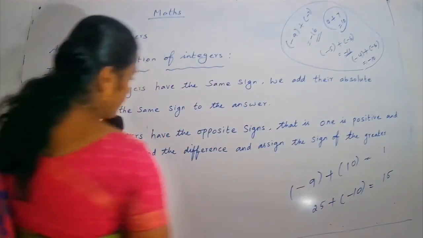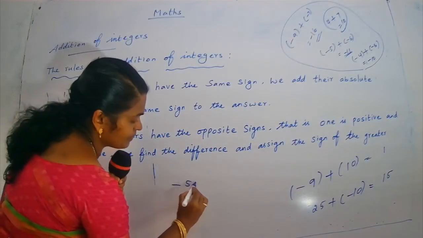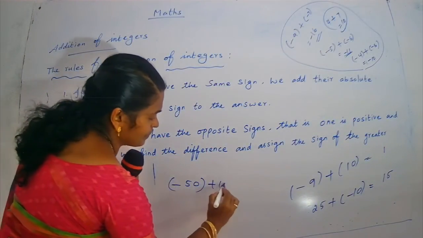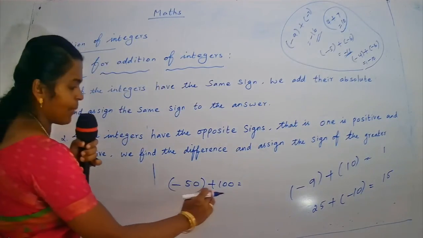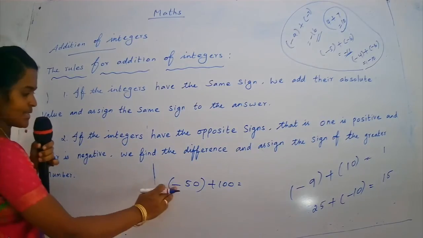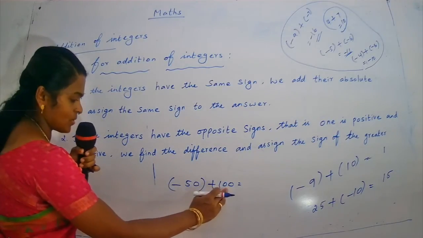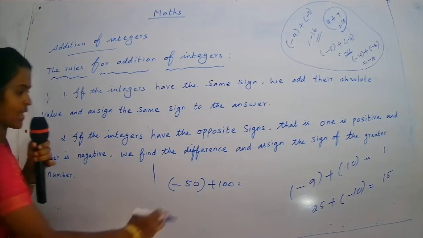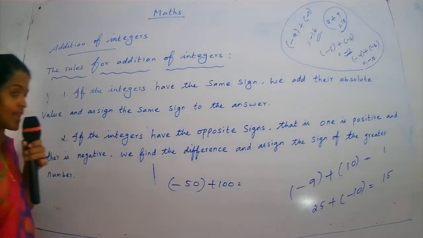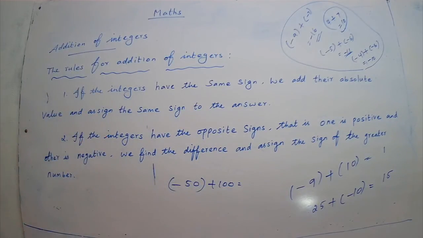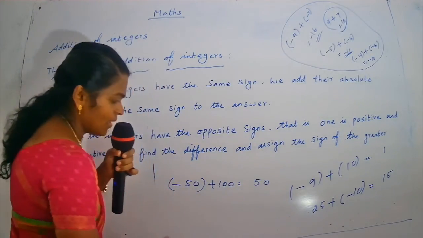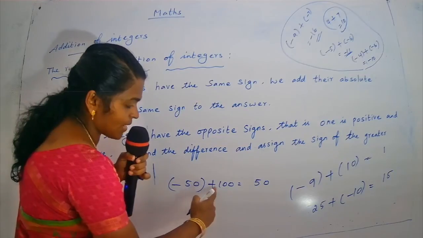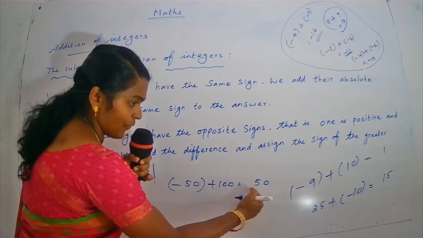Listen all of you. Say the answer. Minus 50 plus 100. One is negative, one is positive. So we find the difference. Difference means always subtract the smaller number from the bigger number. So 100 minus 50, your answer is 50. Now you see the bigger number's sign is plus. So your answer is 50.